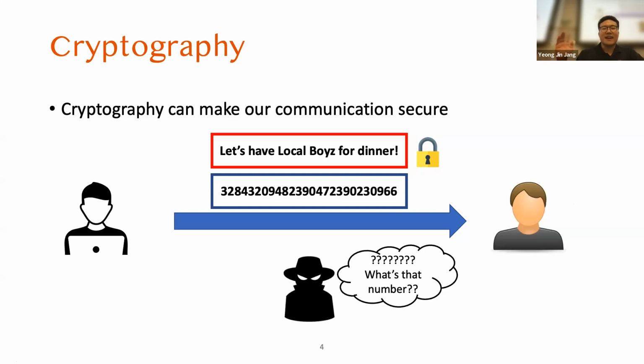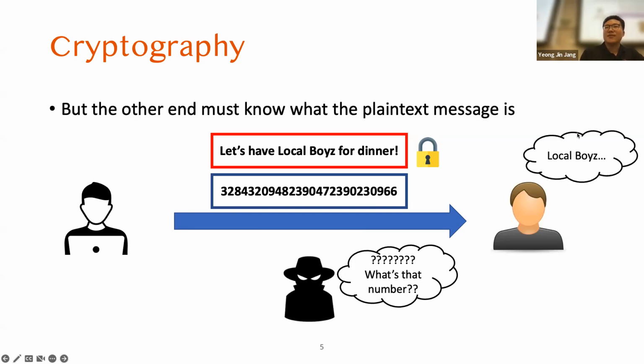Conceptually, it's something like that, but how we implement it is that we scramble the plain text message so it looks like a totally random number to the attackers. Even if we would like to say this kind of plain text, it will be scrambled like this, and what the attackers observe is just a random number. The other end must know what the plain text is, otherwise we cannot communicate with each other. That's the requirement of secure communication.